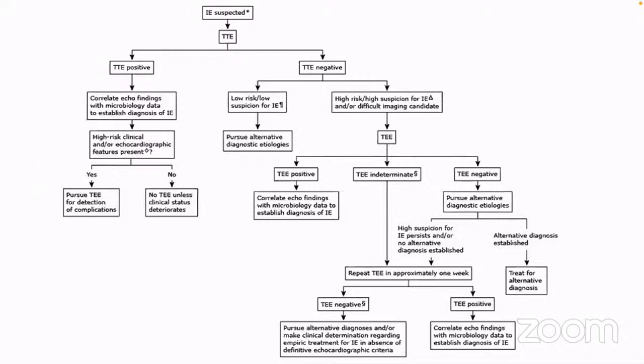If TTE was negative from the beginning and there is low risk or low suspicion of infective endocarditis, we should pursue an alternative diagnosis. And if there is high risk or high suspicion for infective endocarditis or a difficult imaging candidate, TEE should be done. If it was positive, correlate with the clinical manifestation to establish the diagnosis. If it was indeterminate, we should repeat TEE after approximately one week. If it was positive after that, with clinical manifestation, we would establish the diagnosis. And if it was negative, we pursue another diagnosis and etiology and treat accordingly.